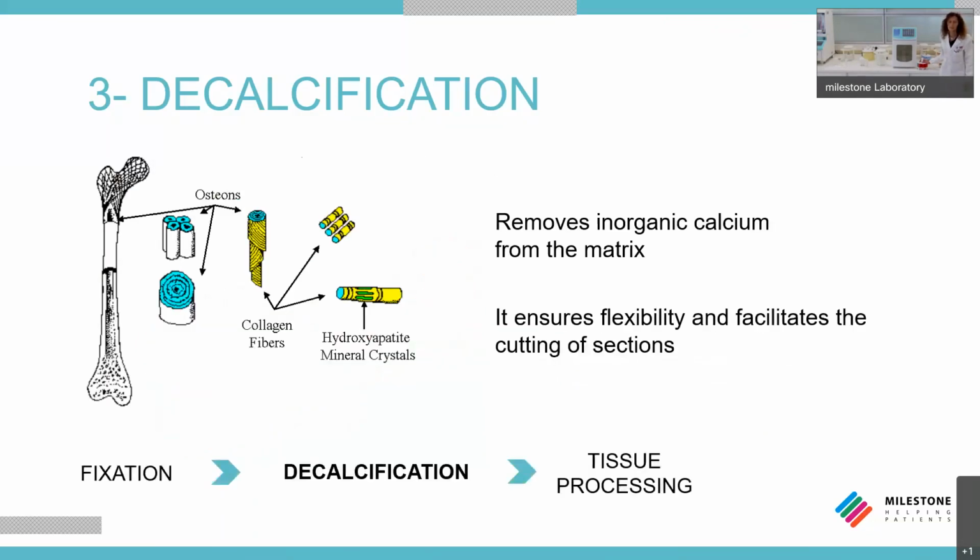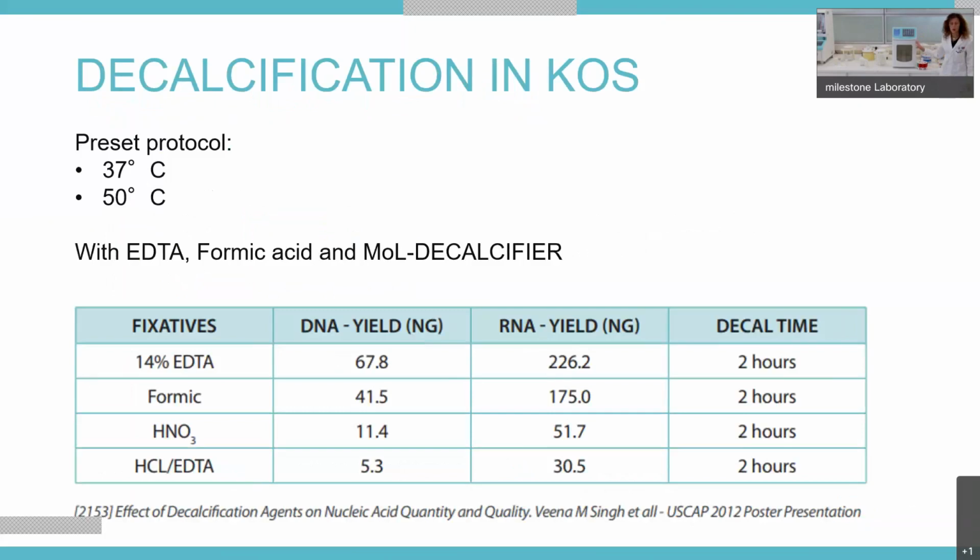Calcium in the form of hydroxyapatite crystals is located between the fibrous elements, and during the decalcification, we need to dissolve these crystals. Calcium interferes with the normal histologic process and prevents the normal sectioning of the blocks. This is due to the difference in density between calcium and paraffin. Decalcification is performed after fixation, but before tissue processing. Now let's see what happens in COS.